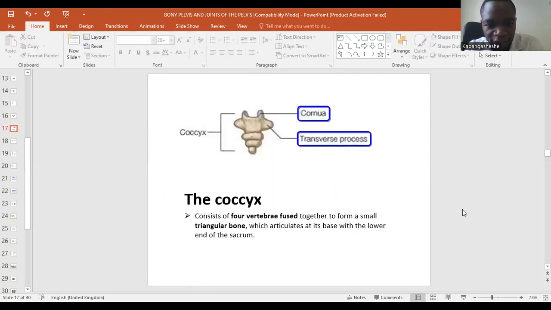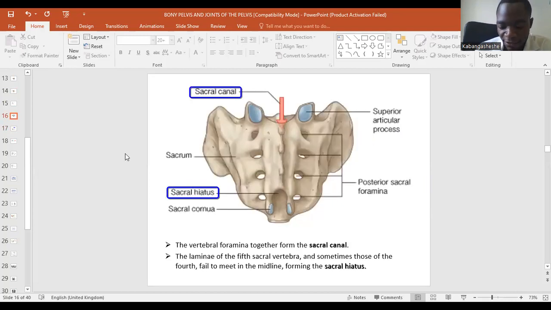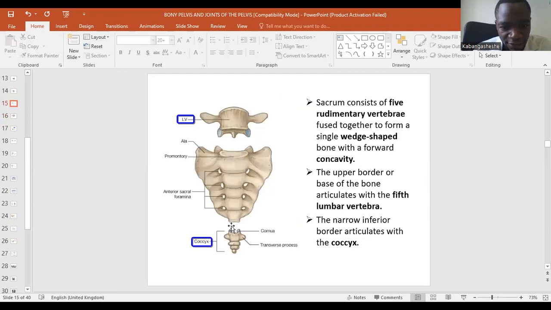Coccyx. So we're looking at 4 fused bones. This is the tip of the vertebral column. It's considered a single bone, but actually there are 4 bones that are fused up to form a single bone. The joint between the coccyx and the sacrum is what we call the sacrococcygeal joint. Now, this joint also is mobile. So during labor and during defecation, this joint is mobile.